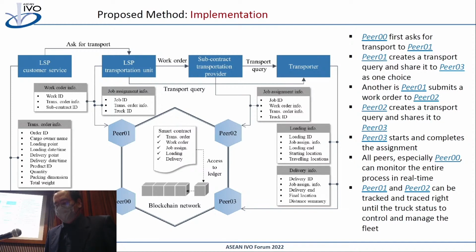All peers, especially peer 00, can monitor the entire process in real time using an online device to update the service status with the customer. Peer 01 and peer 02 can track the truck status and use summary and history information to control and manage the fleet for more efficiency.